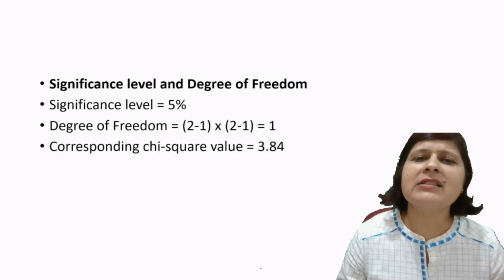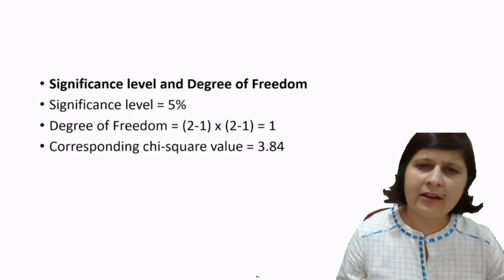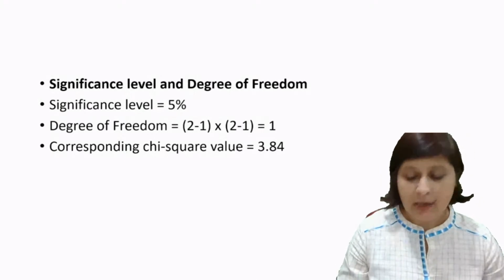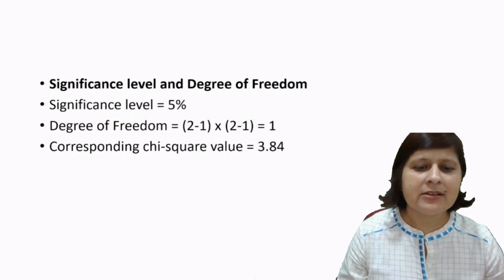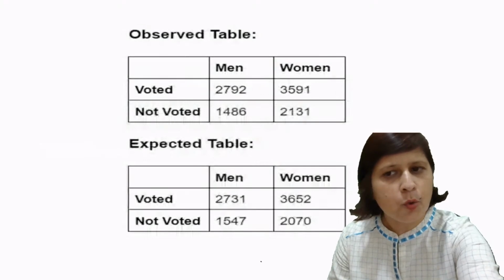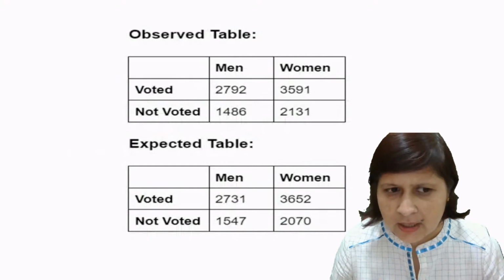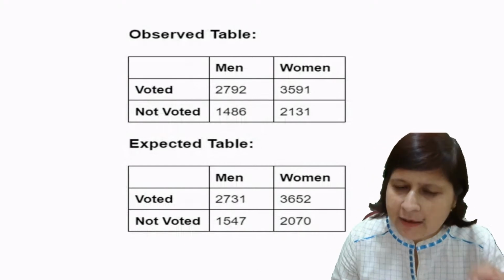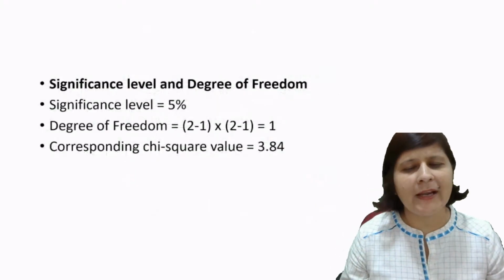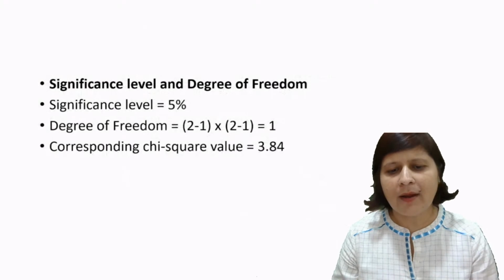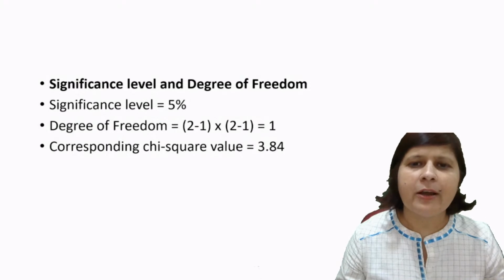So, significance level and degree of freedom: I want to check it at 95% confidence level, or at 5% significance level. Degree of freedom is what? It is (r minus 1) multiplied by (k minus 1). There are two classes, men and women, so 2 minus 1, and voted and not voted, again two classes, 2 minus 1. 2 minus 1 comes out to be 1 and 2 minus 1 comes out to be 1. So 1 multiplied by 1 is 1. So degree of freedom is 1.